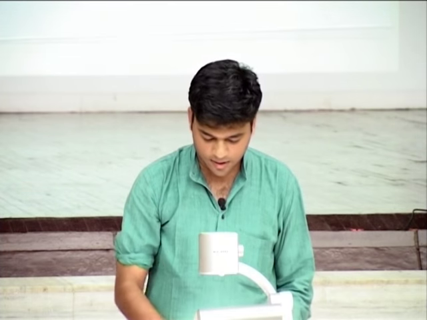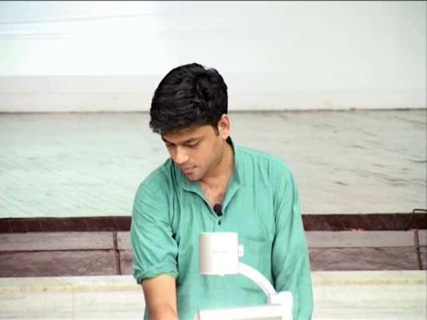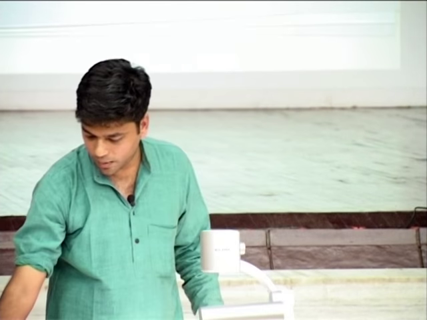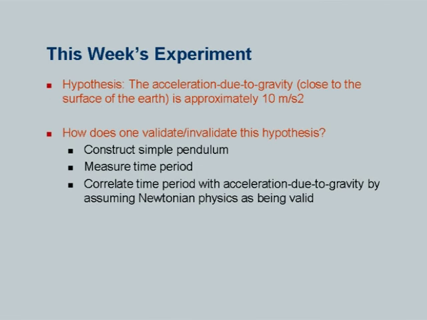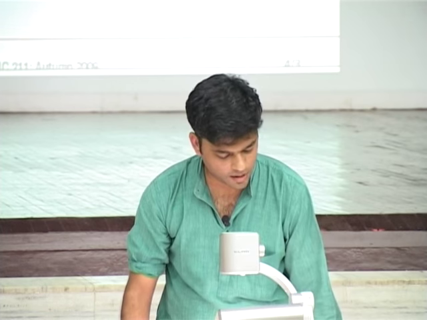So what are we going to do in this experiment? We were going to obviously test another hypothesis, or validate or invalidate another hypothesis. You've been exposed to this so many times over, you accept it as granted. So the hypothesis is not going to stun you: acceleration due to gravity is approximately 10 meter per second square, close to the surface of the Earth.